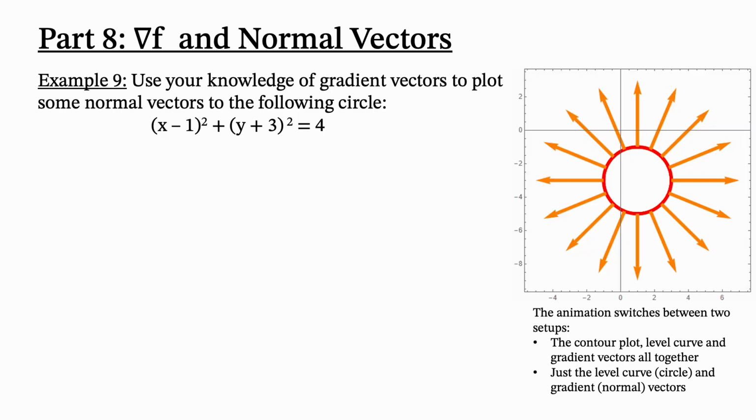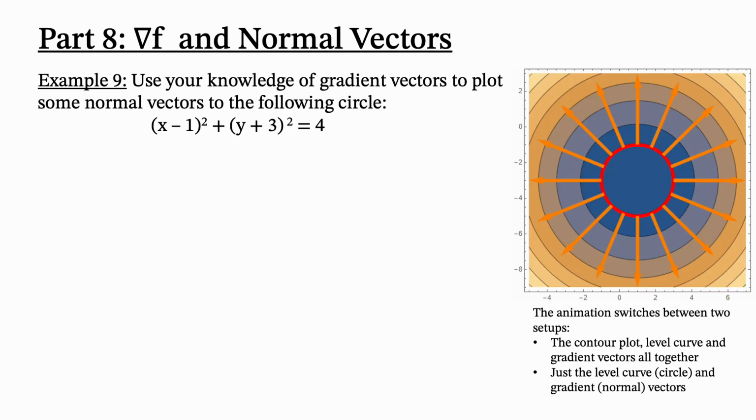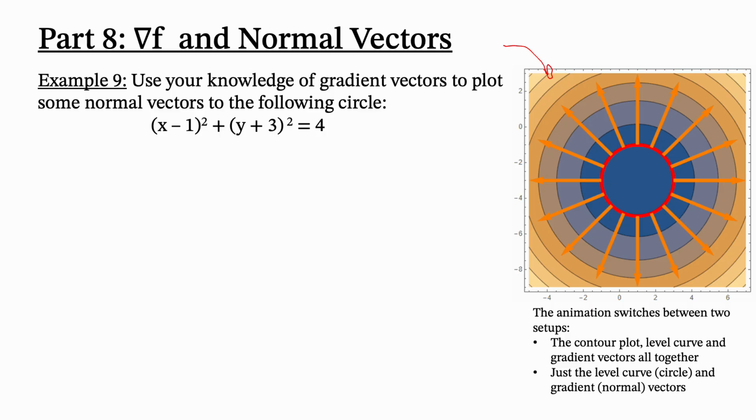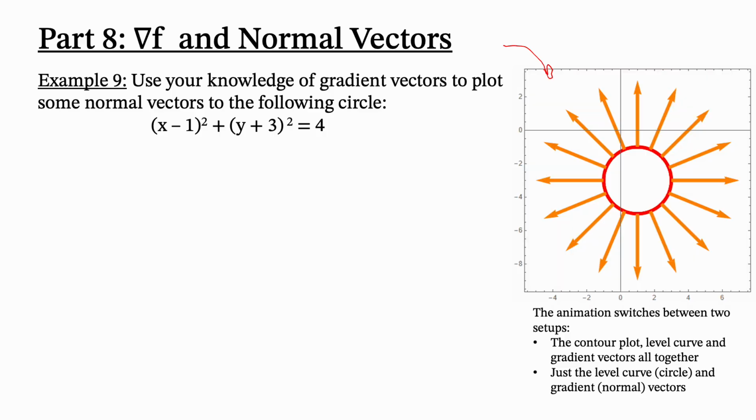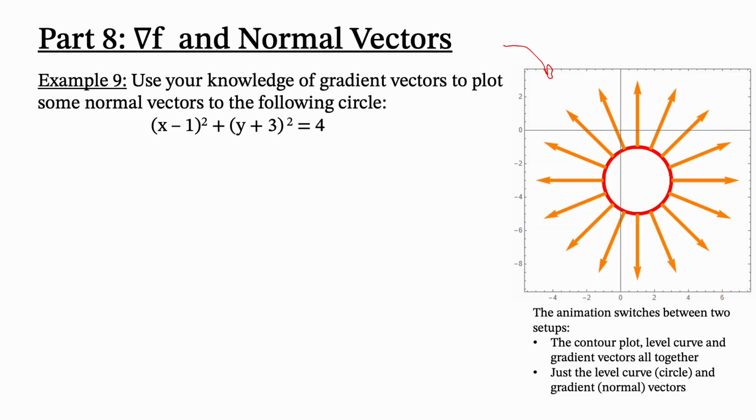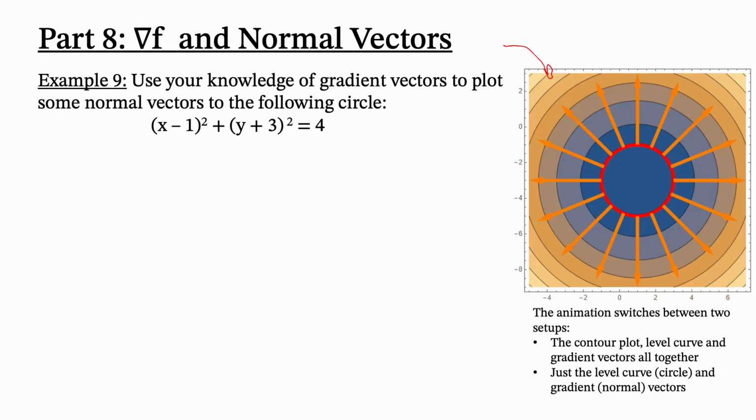So now on this slide, we're actually going to pull this off. You can see that my animated GIF here keeps switching between just the literal question of find normal vectors to our curve, in this case a circle of radius 2, and then the interpretation where we're thinking of this as a particular level curve in a contour plot and gradient vectors.